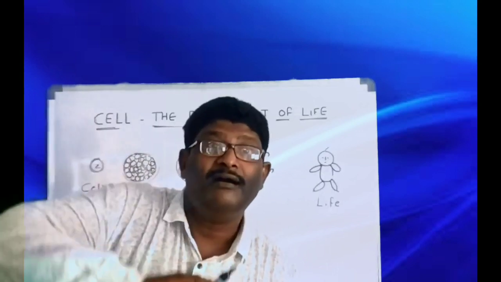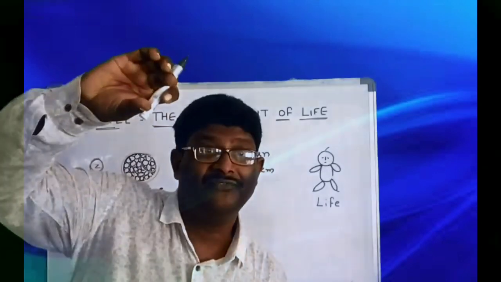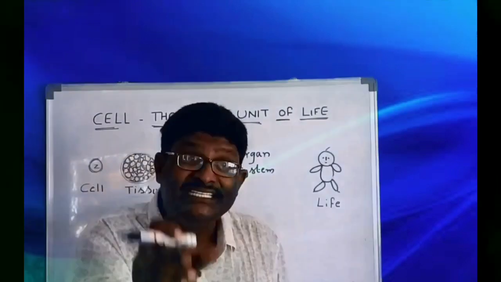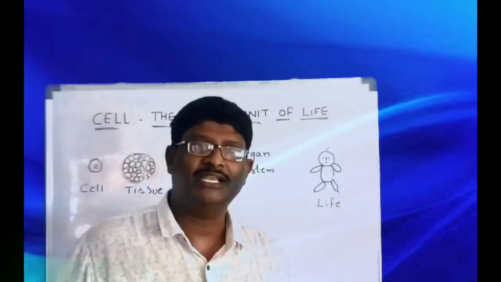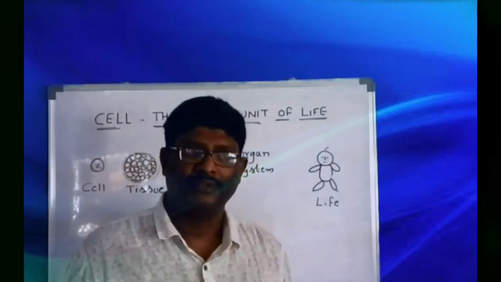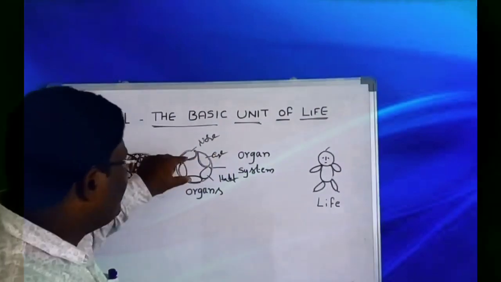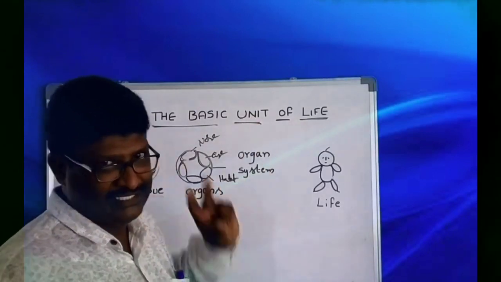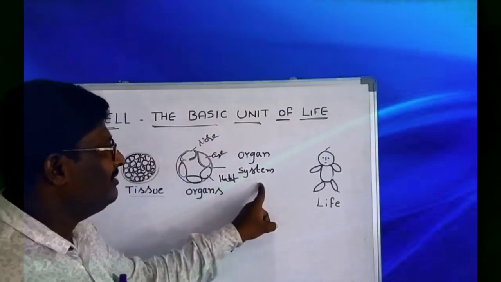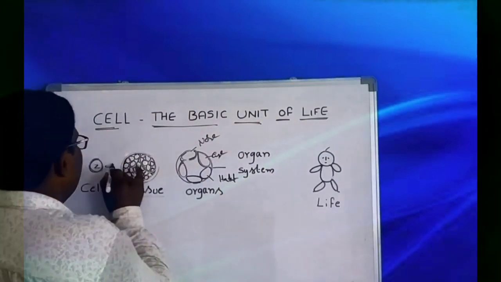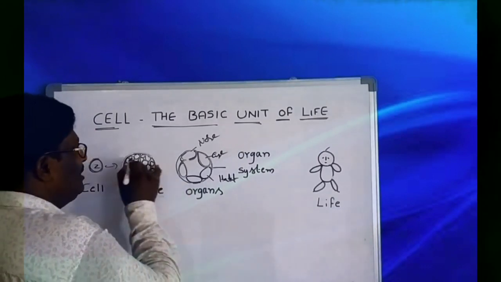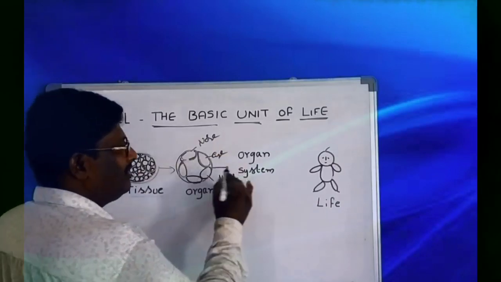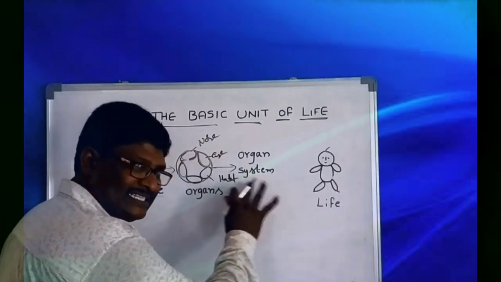But these all participate in the process of digestion. So that's the reason it is called the digestive system. From the organs, what comes? Organ systems. From the cell to numerous cells, numerous cells to organs, organs to organ system.